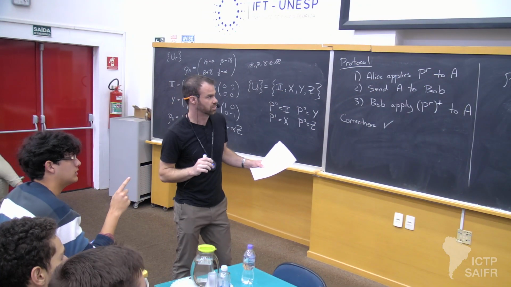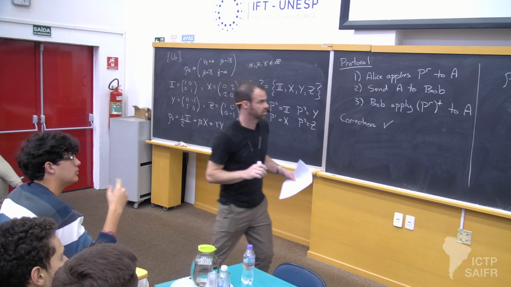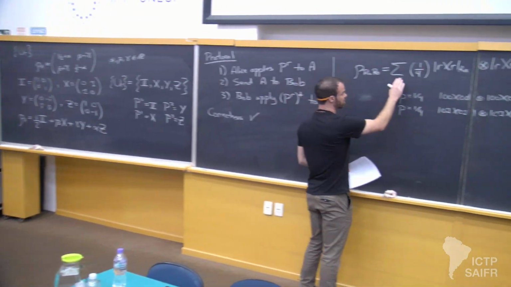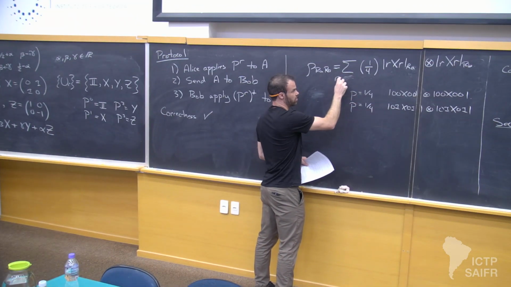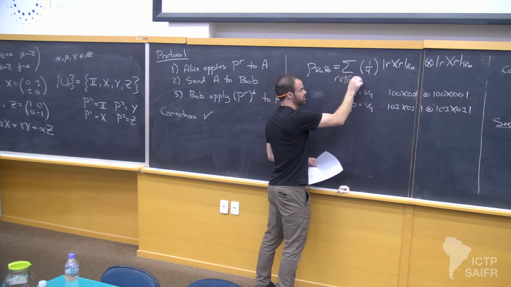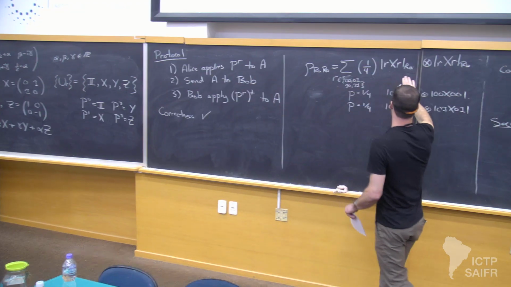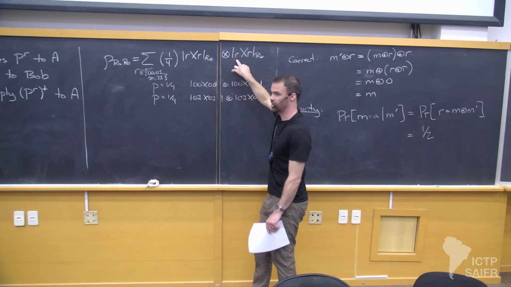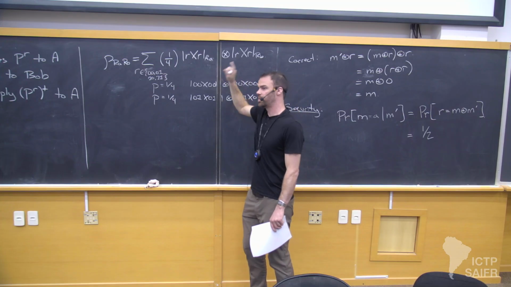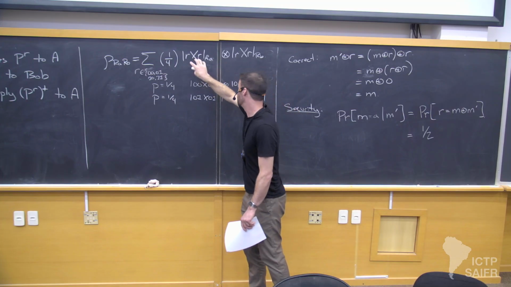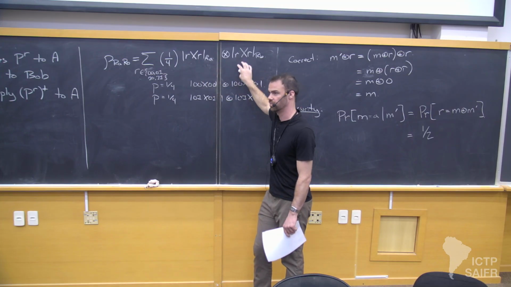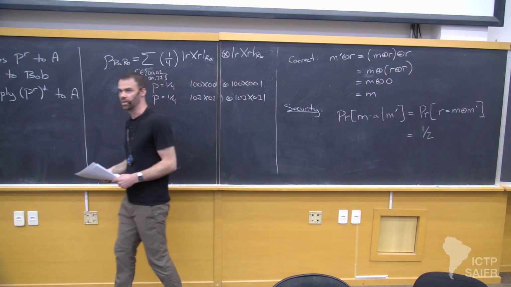Yeah, so R ranges over 0, 0, 0, 1, 1, 0, 1, 1. And the important thing about this sum is that the R here is the same as the R there. So we're summing over all possible R's, but they're correlated between here and here.